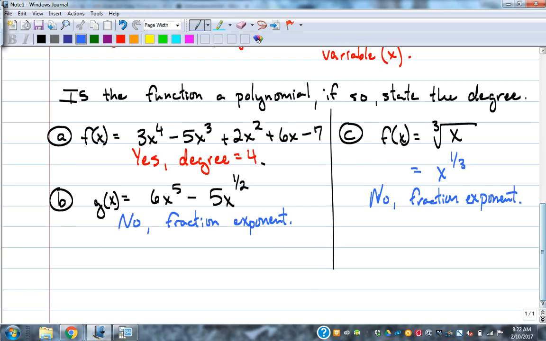All right. Get a little room here for an example. H of x is equal to 2x cubed, parentheses, x plus 4 squared. Okay, no fraction exponents, no variables in the denominator, so we're good. We follow those rules. So it is a polynomial.